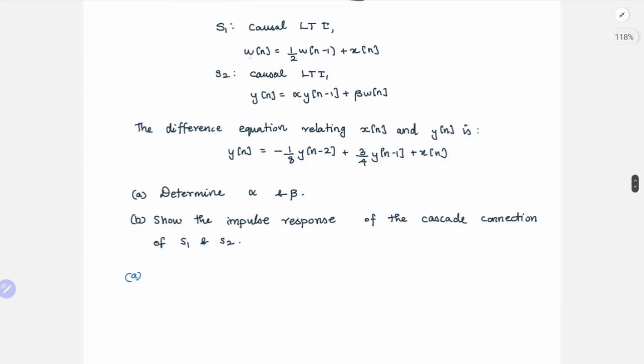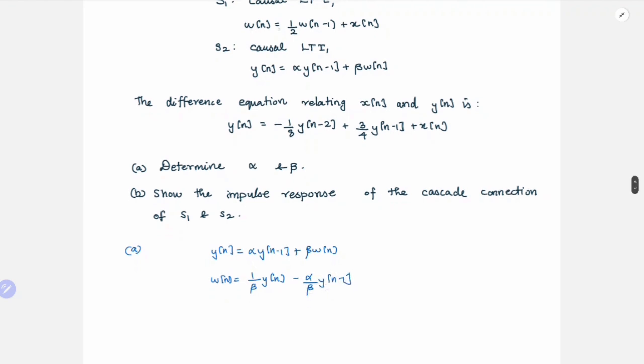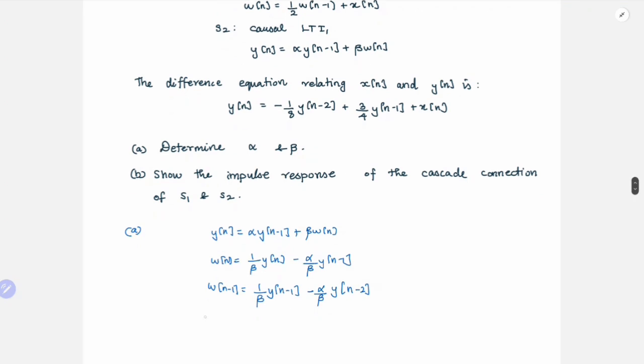So you can see that we need to eliminate w of n and w of n minus 1 from both these equations. So what we'll do, we'll take this equation and we'll find w of n in terms of y. So it will be 1 by beta y of n minus alpha by beta y of n minus 1. Now I know w of n. I can substitute here. I also need w of n minus 1. So w of n minus 1 is nothing but 1 by beta y of n minus 1 minus alpha by beta y of n minus 2. So now I can substitute.